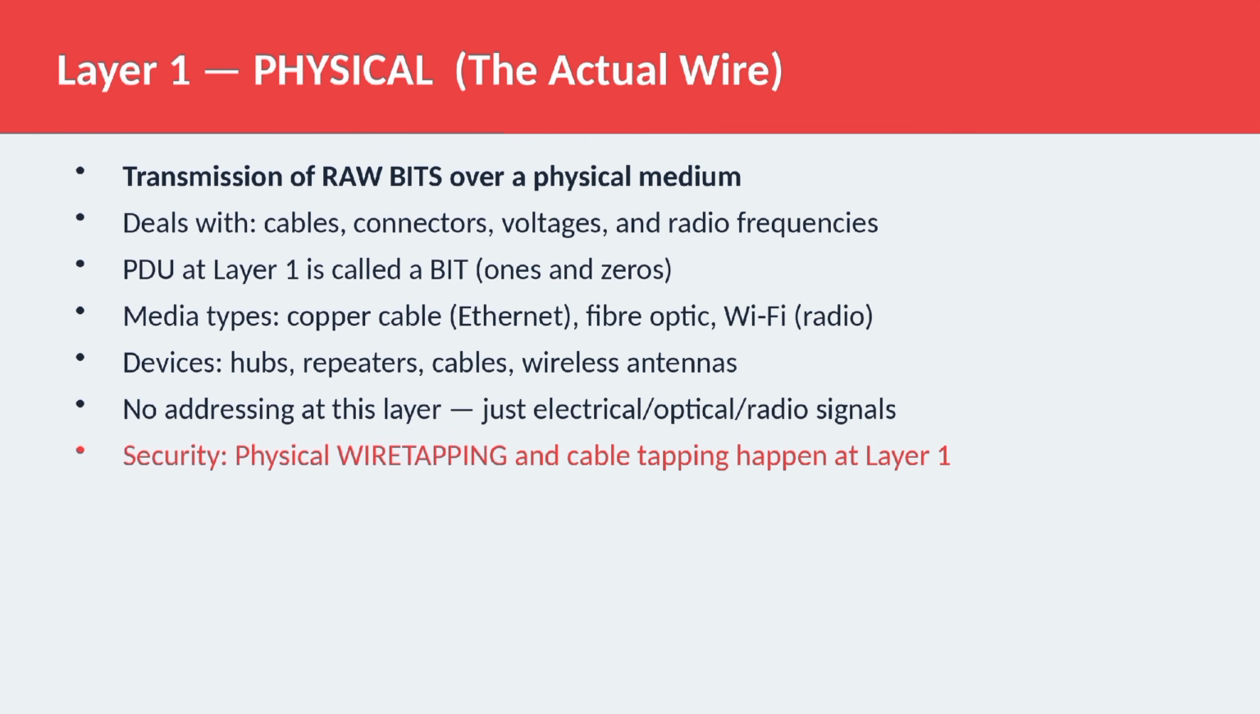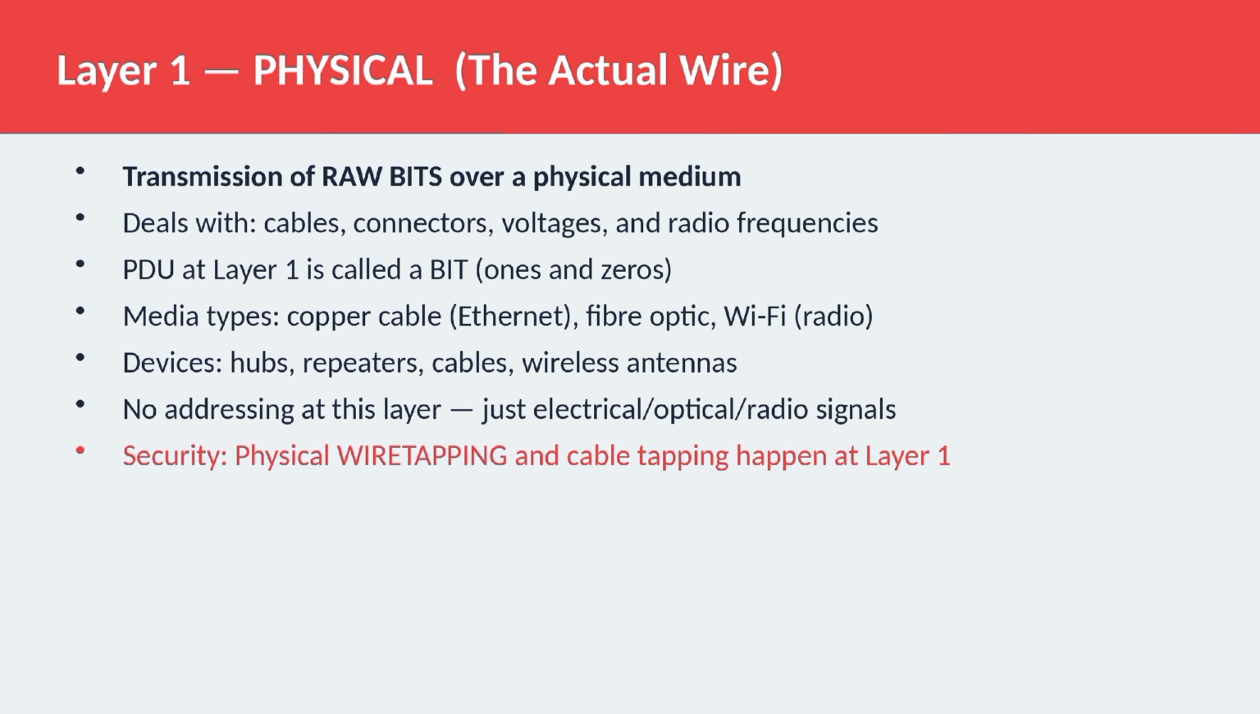Layer 1, physical layer. The physical layer is the most basic level. It deals with the actual physical transmission of raw bits, ones and zeros, over a medium. That medium could be copper cables like Ethernet, fiber optic cables, or pulses of radio waves, Wi-Fi. This layer defines things like how fast bits travel, what voltage represents a 1 versus a 0, what kind of connector the cable uses. No intelligence here, just physics. Bits going in, bits coming out.